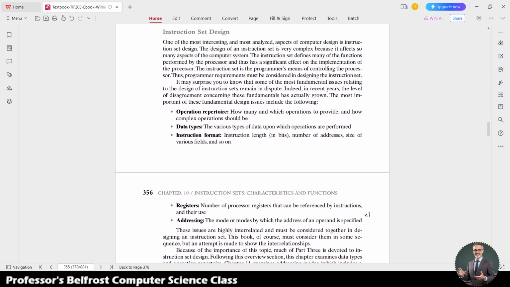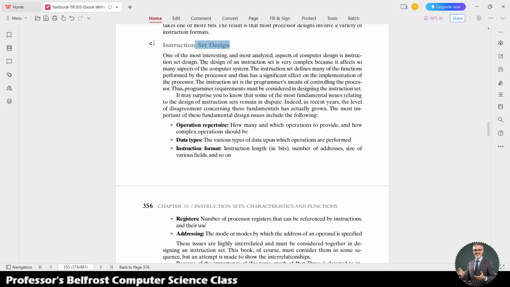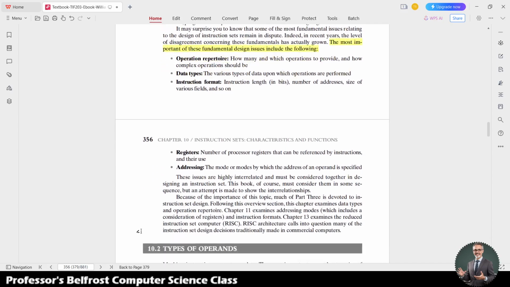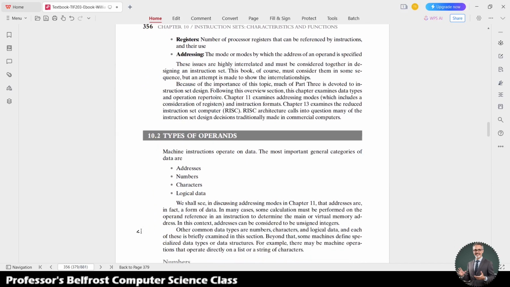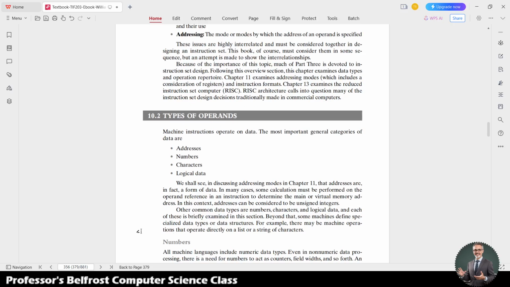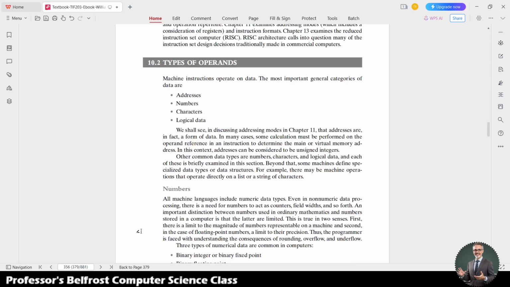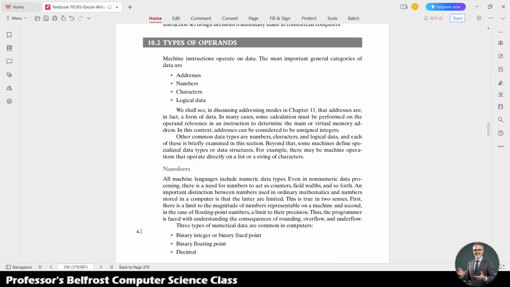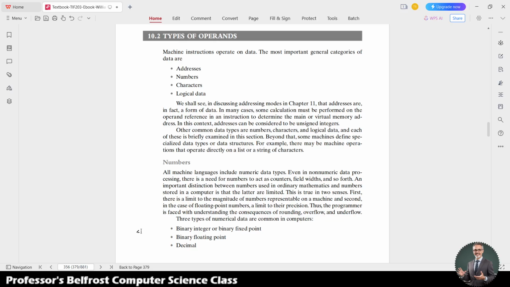Okay, so instruction set design is quite interesting but also quite complex. The most important of the fundamental design issues includes operation repertoire, data types, instruction format, registers, and addressing. Okay, let's skip the explanation. I think there is a dedicated section to explain that.